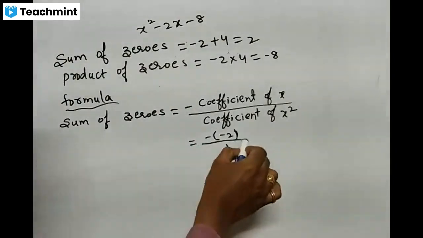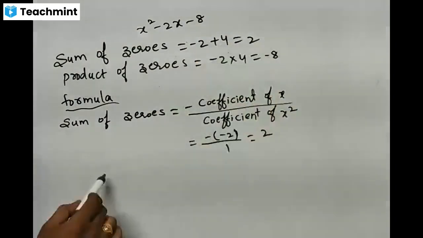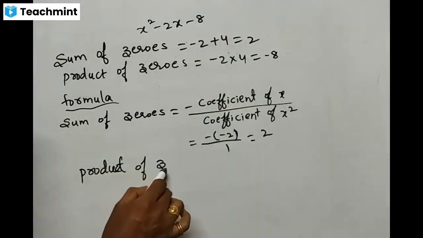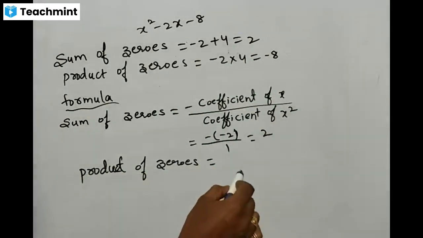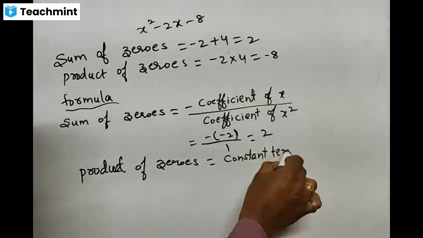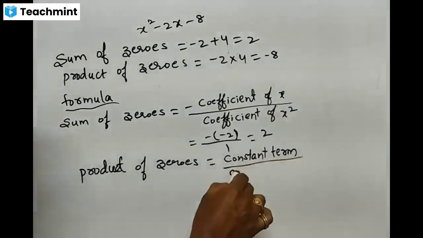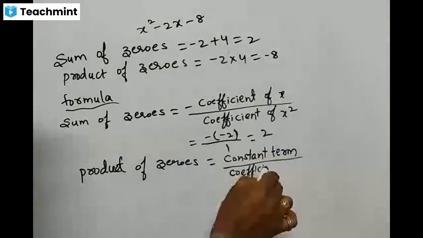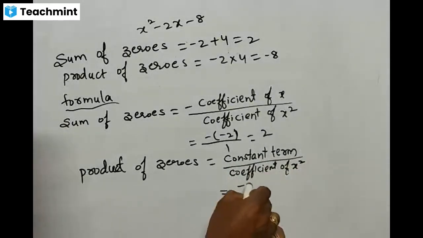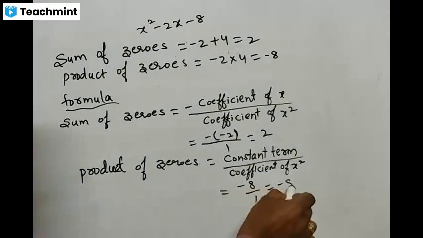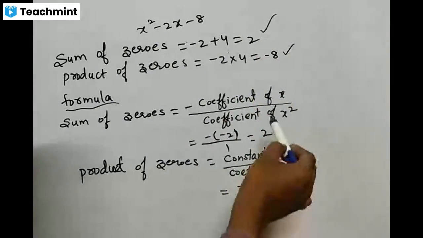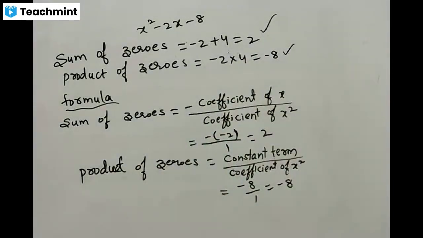1, sir. -2. Yes. -8/1, sir. Okay. So adding the roots directly, we got the same answer. By using the formula also you are getting the same answer, right? Yes, sir.